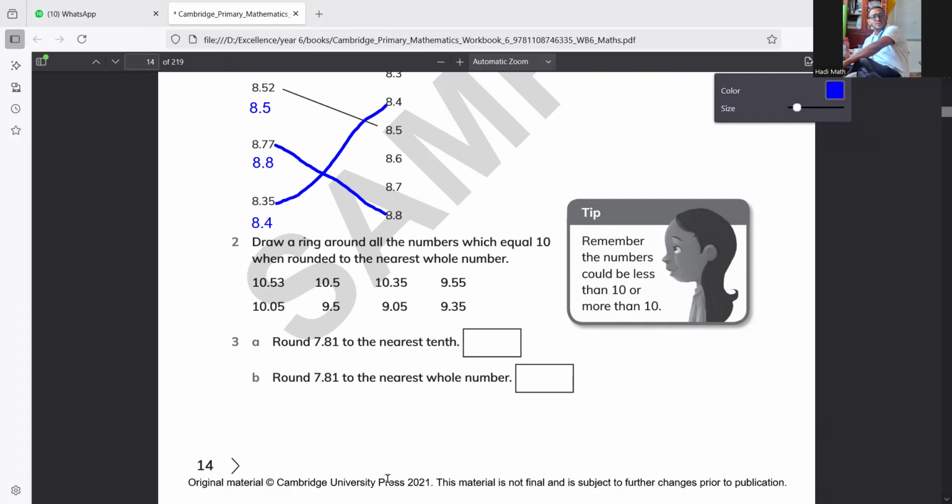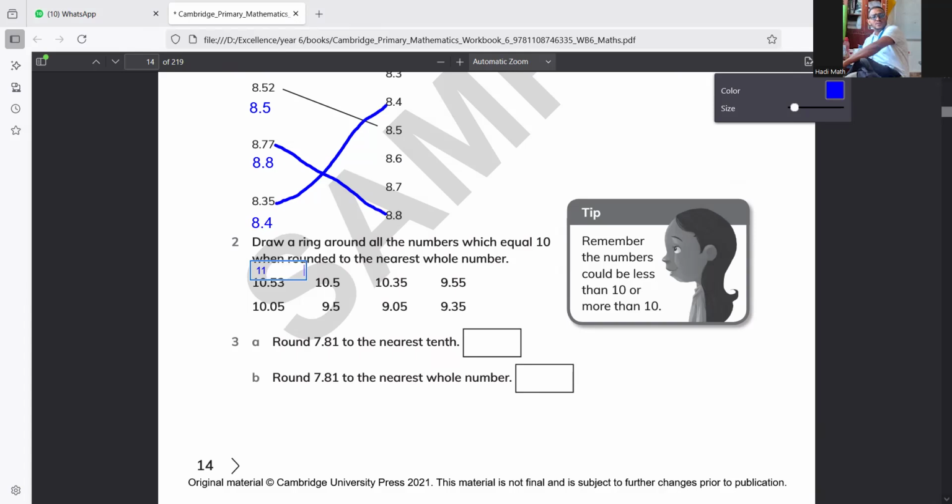Let's go to this one. They said draw a ring around all the numbers which are equal to 10 when you round them to the nearest whole number. Before you go and round them, let's go and round each one of them. We're not going to guess. This number, round it to the nearest whole. The whole is 10. On the right of the whole, there is 5. That means you've got to add 1 to the 10. That one will be 11.